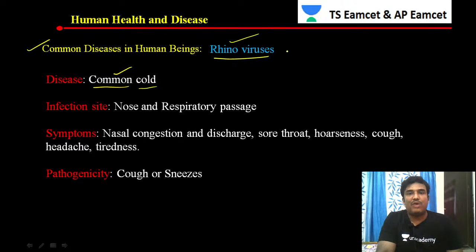This common cold is caused by a virus called rhinovirus.